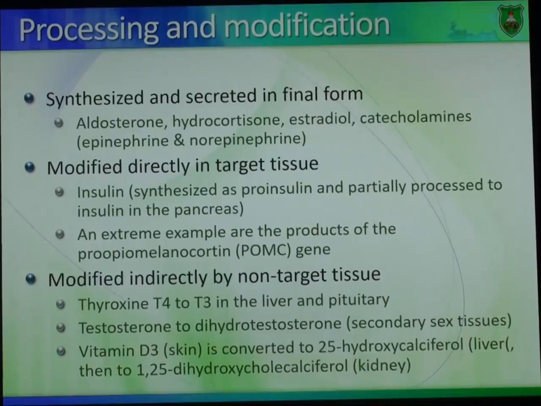So testosterone is released from the source cells, and it gets into other cells, non-target cells, where it can be converted to dihydrotestosterone. Dihydrotestosterone is then released, and it goes to target cells. Vitamin D3 as well. The conversion of vitamin D3 from skin to liver to kidney is an excellent example.